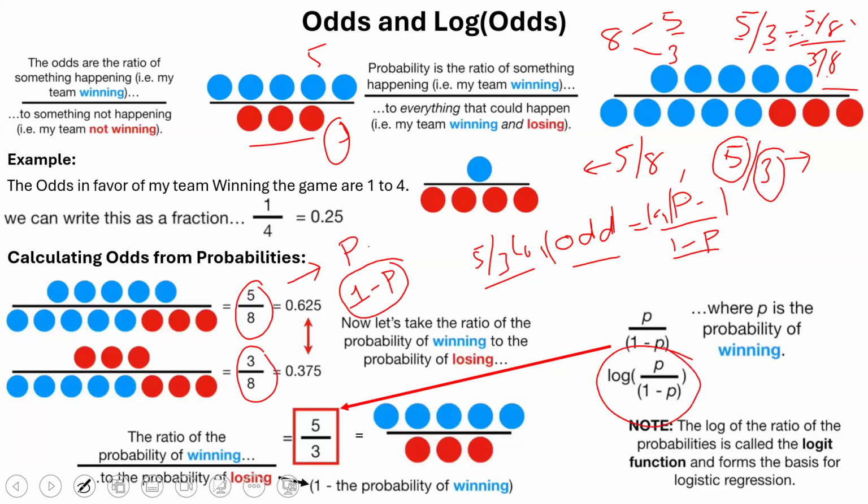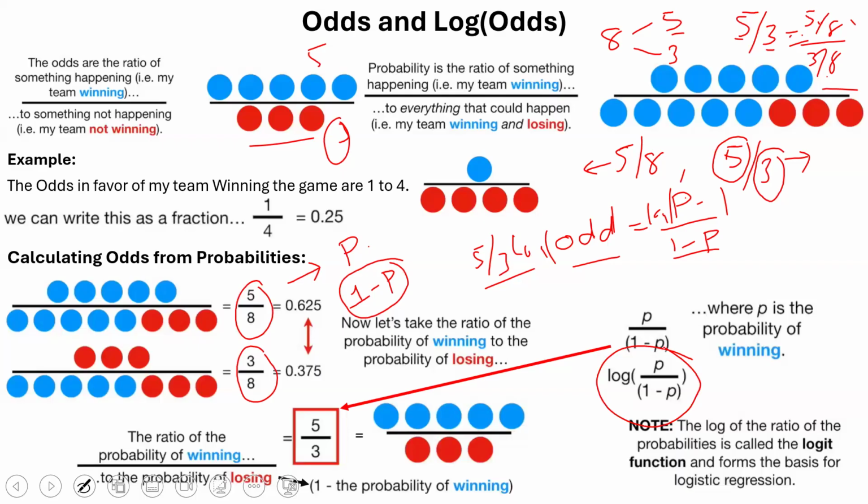The log of the ratio of the probabilities is called the logit function, and it forms the basis. This will be used in logistic regression, basically odds and log of odds, the log odds ratio. All this will be used in logistic regression. Maybe we may not discuss that today, but we will eventually go to logistic regression, and we will see these concepts coming up there. So odds is nothing but something happening by something not happening. Probability is nothing but something happening by everything that could happen, or the total number of events.